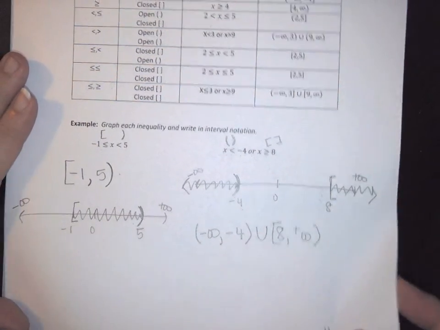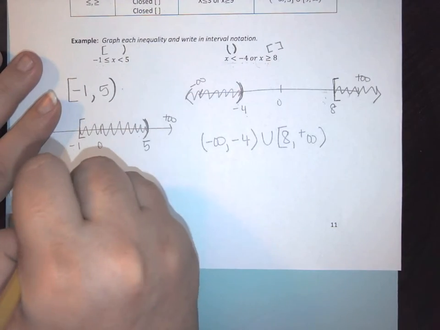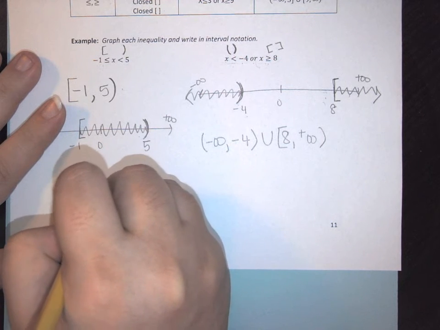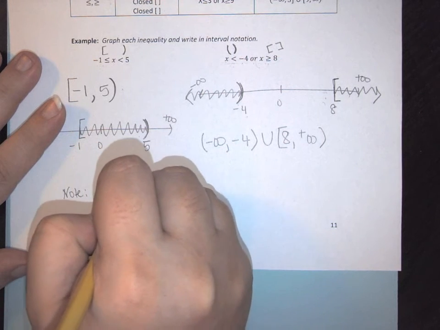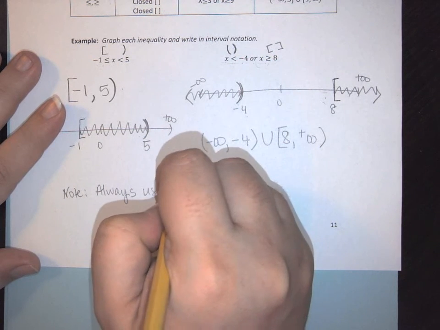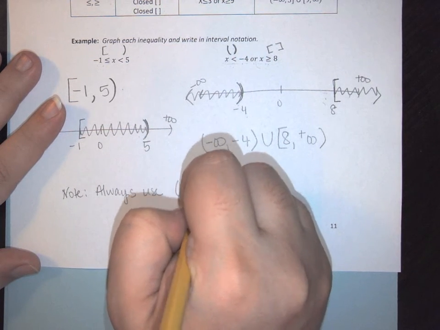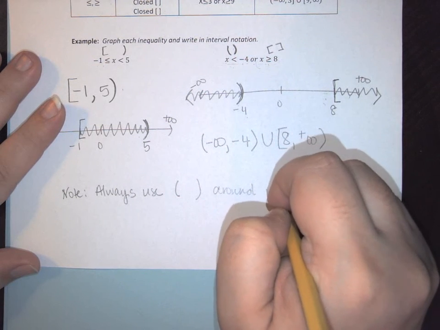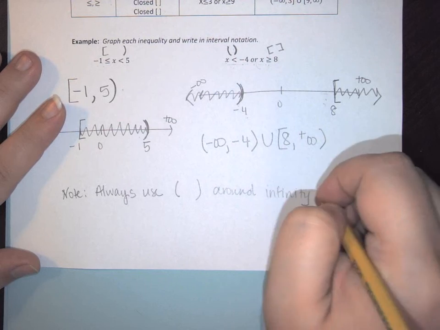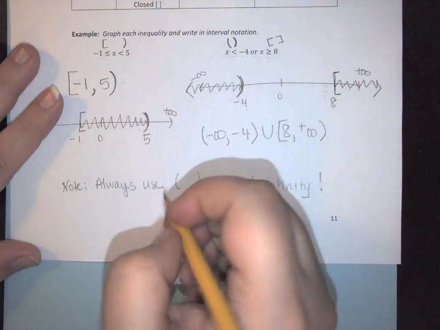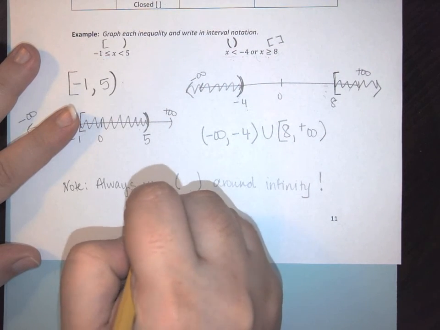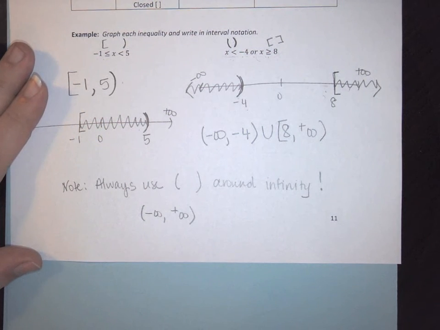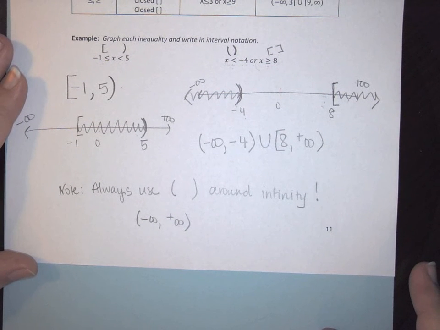Now, the biggest thing that you need to remember, so a little note here, is that you will always use parentheses around the infinity. What that means is you're always going to have parenthesis with your negative infinity and parenthesis with the positive. They never use brackets.